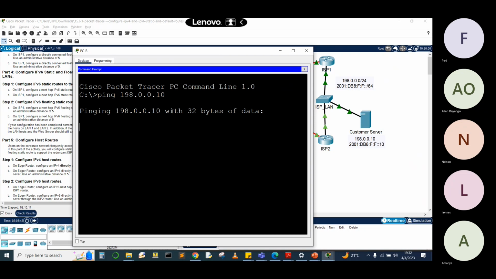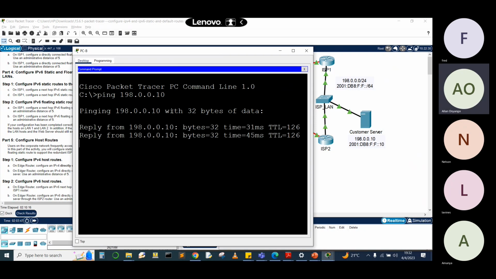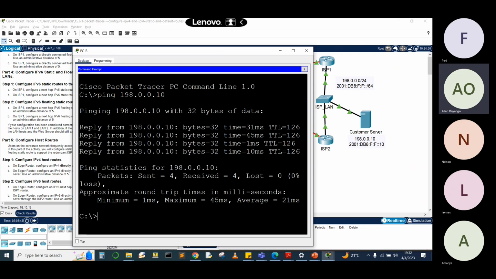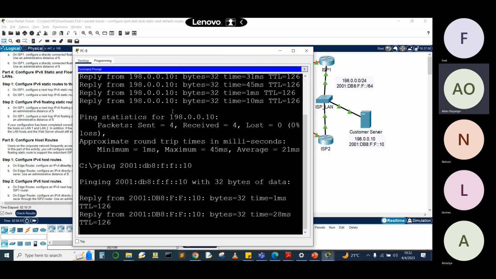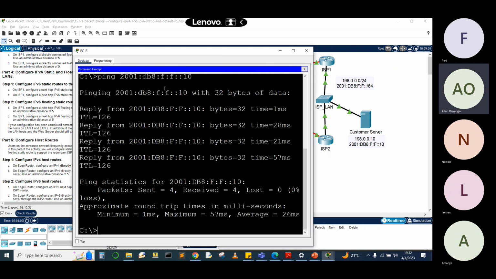198.0.0.10. And what's there? We are receiving replies. That's perfectly well. Ping IPv6 2001:DB8:F:F::10. And we are getting replies as usual. Very good work we are doing here. All right.